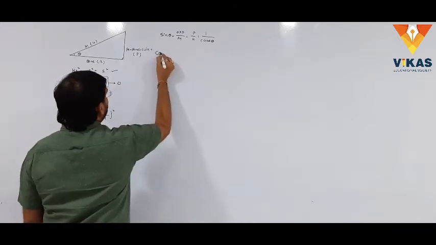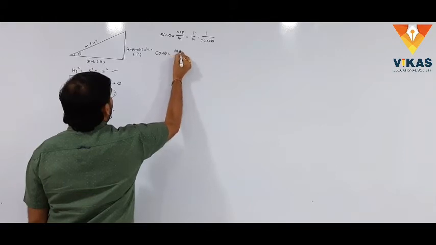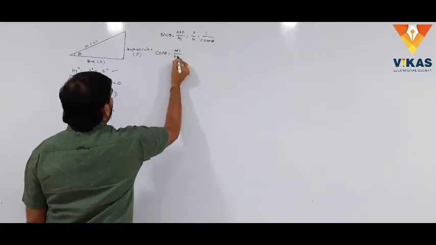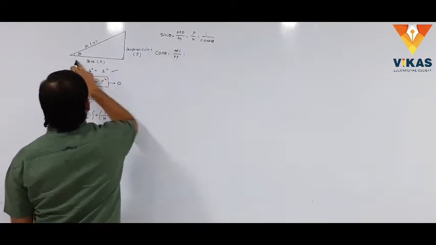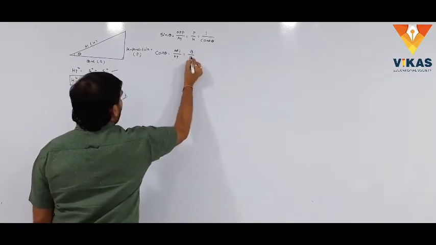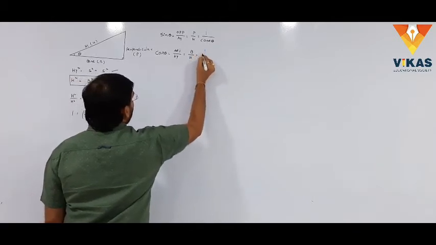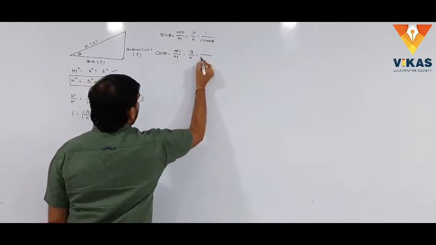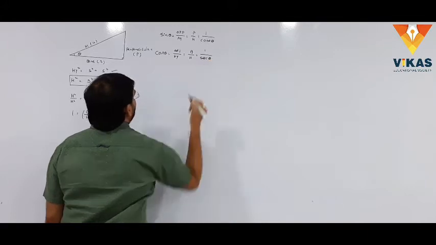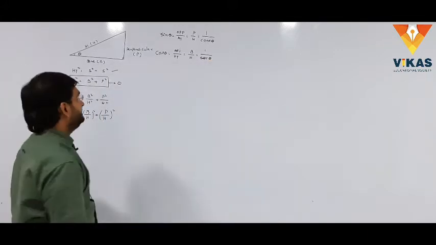Similarly, cos theta equal to adjacent side by hypotenuse. What is the adjacent side here? B is the adjacent side. What is the hypotenuse? H is the hypotenuse, which can be written as the reciprocal of secant theta. Cos theta is the reciprocal of secant theta.